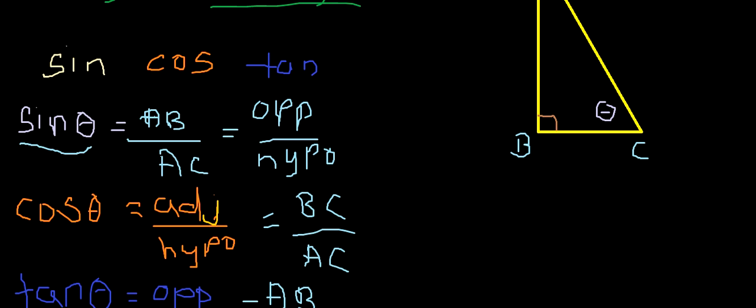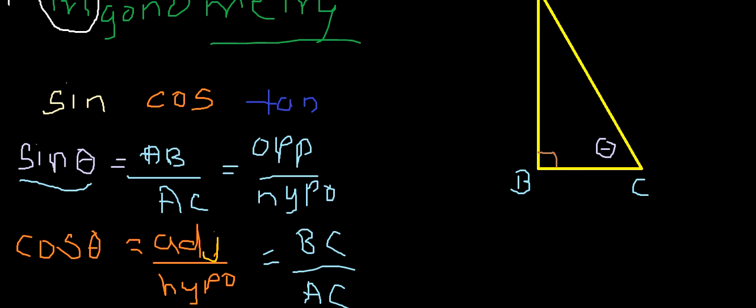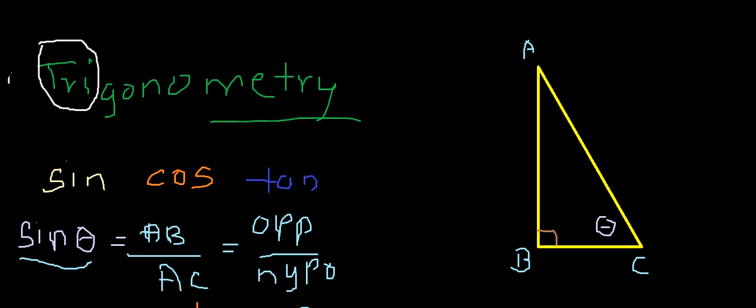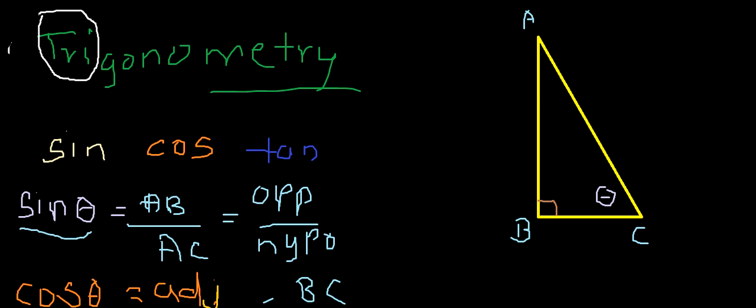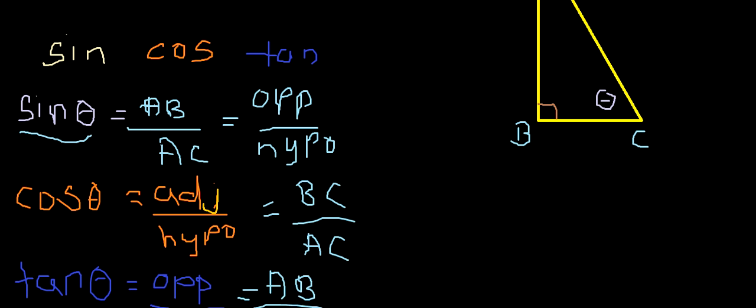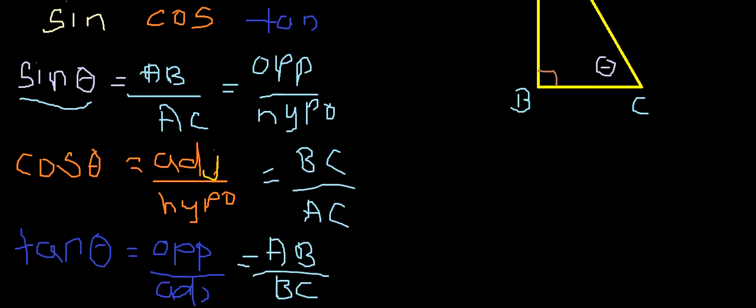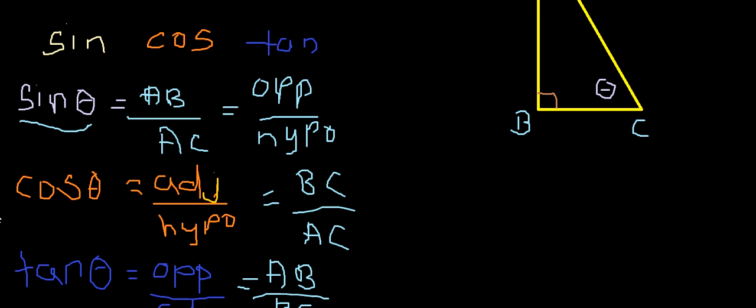So these are the basic trigonometric ratios. I'm putting stress on the word basic because there are many more ratios like cosec, sec, and cot, etc. But as we are talking about basics only, these are the three basics: sine, remember opposite upon hypotenuse; cos, remember adjacent upon hypotenuse; and tan, opposite upon adjacent.